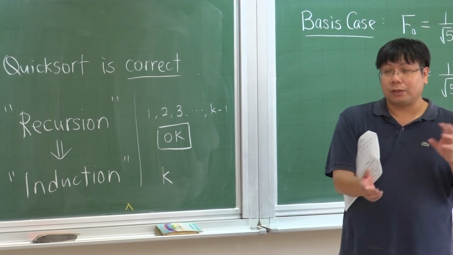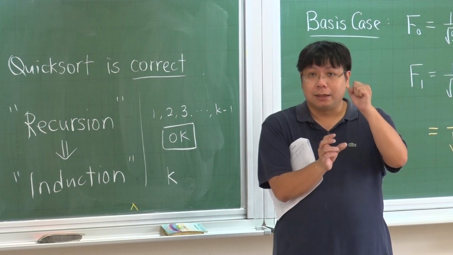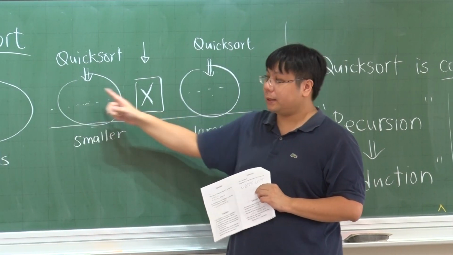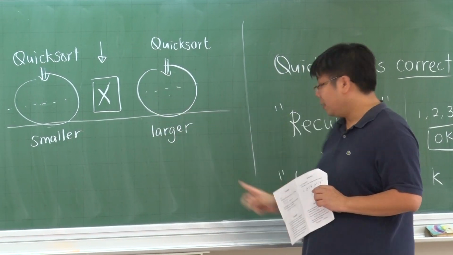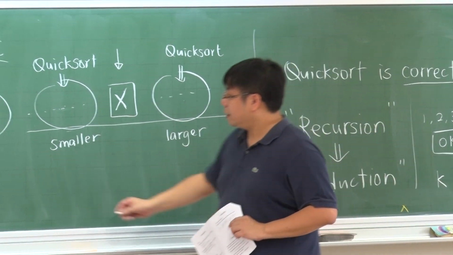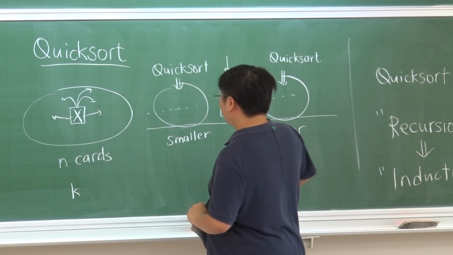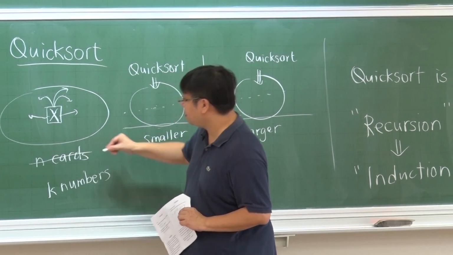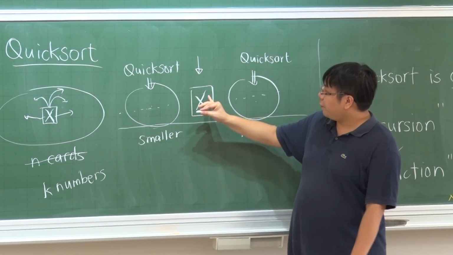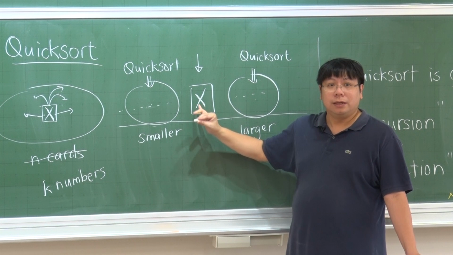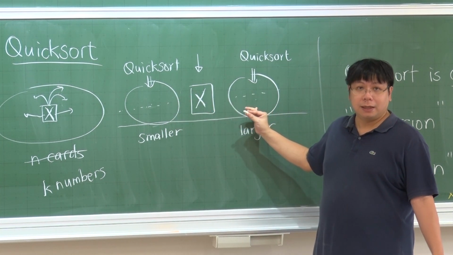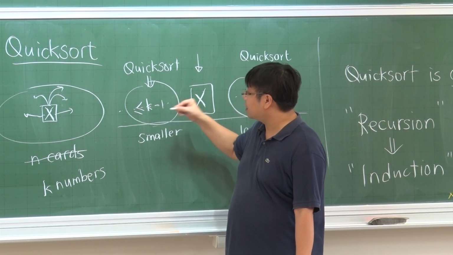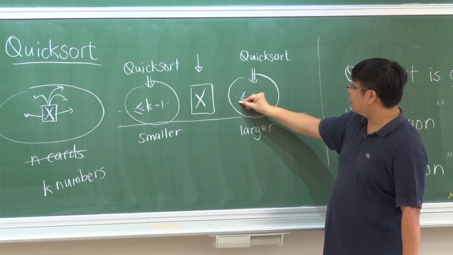Quicksort will select a number from inside, compare this number with every other number, and then we get a smaller part and a larger part here. Is that okay? Now, originally, we are assuming that there are k numbers here. After you pull out one card, you get a problem here and a problem here. The special thing is that for each of these problems, the size is less than k minus 1.